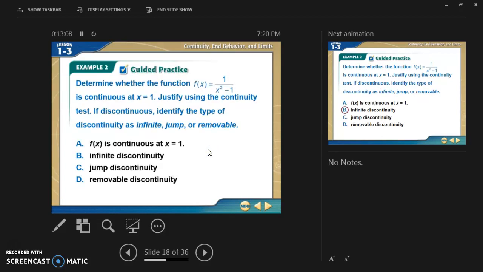All right, so you try this one. Determine whether this function is continuous at x equals 1. Again, use the three tests, and then if it is not continuous, is it infinite, jump, or removable? Okay, so this one is infinite discontinuity. It is going down from one way and up from the other. So that means that it's infinite discontinuity.